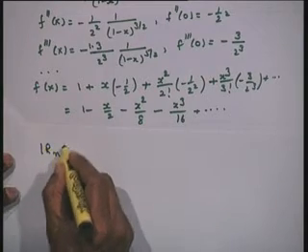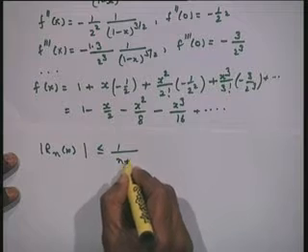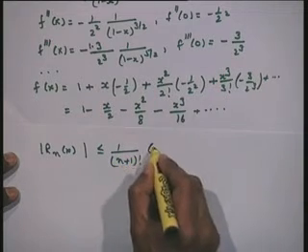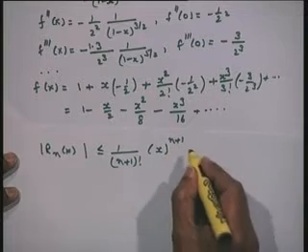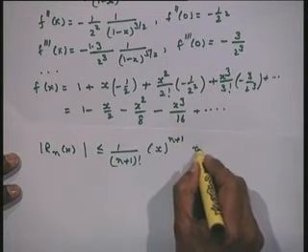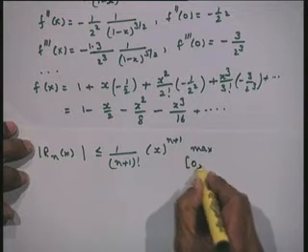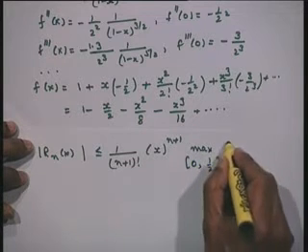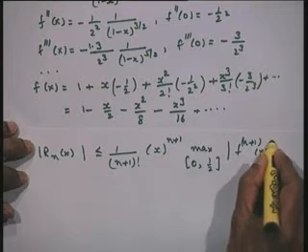Now, I need to find the nth derivative and I want to find the bound for this. So, I want to find R n of x, which is less than or equal to 1 upon n plus 1 factorial, into x minus x naught, that is x to the power of n plus 1, into M n plus 1, that is the maximum over the interval given to us, 0 to half, and I need the n plus 1th derivative of f of x.